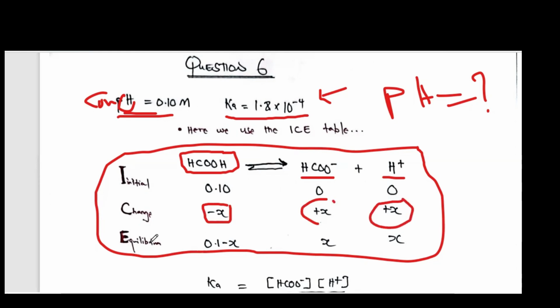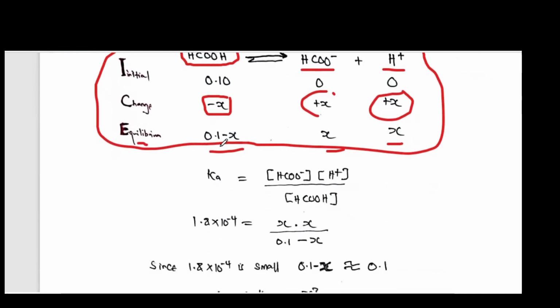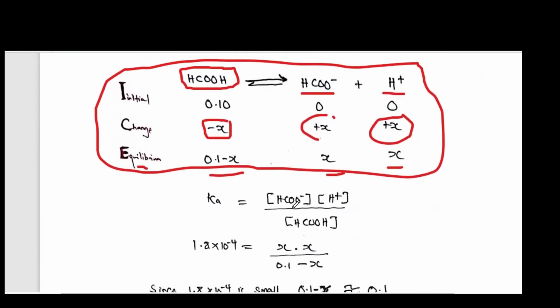So what will be the equilibrium concentration? Now we are on the E. You just combine these two: 0.1 minus x, then here 0 plus x, x, and 0 plus x, x. So these here, x, x, and 0.1 minus x, are our equilibrium concentrations. We know that from our equilibrium concentrations, we can find the Ka value. The K value has been given there, and we have these equilibrium concentrations, so we have to put these equilibrium concentrations into that formula.